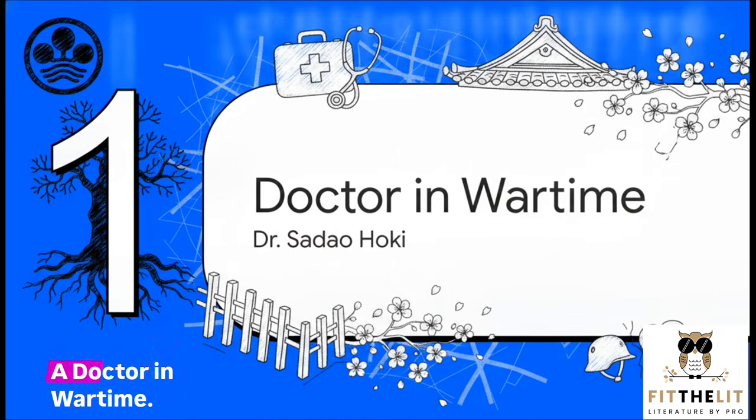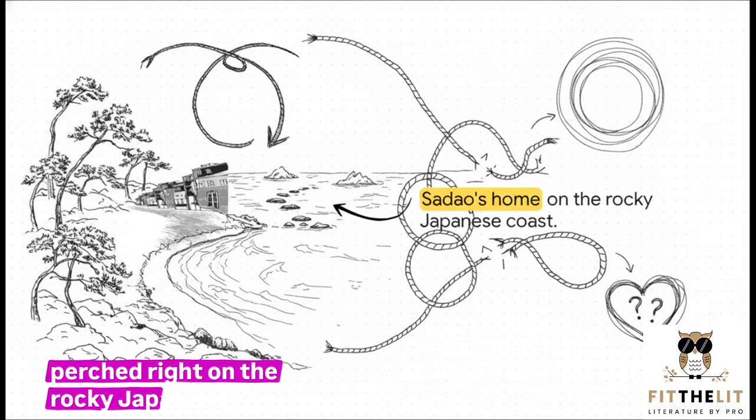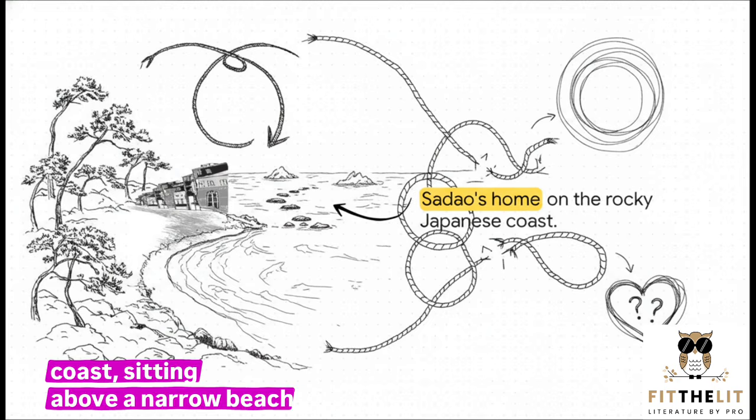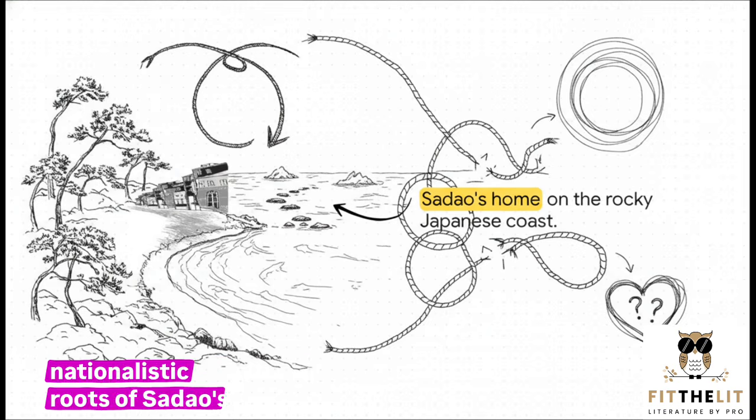Section 1. A Doctor in Wartime. We kick things off at Dr. Sadao Hoki's home. It's this low, square stone house perched right on the rocky Japanese coast, sitting above a narrow beach lined with these bent pine trees. He lives here with his wife, Hana. And this setting is absolutely crucial. It highlights this physical isolation from the rest of society, for sure, but it also really represents the cultural boundaries and the deeply ingrained nationalistic roots of Sadao's upbringing.